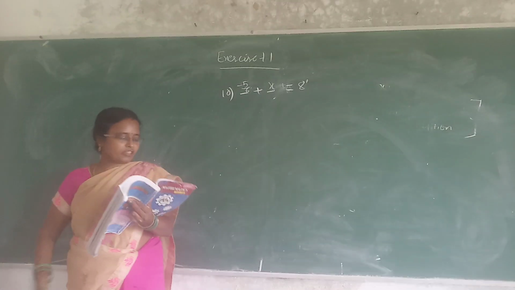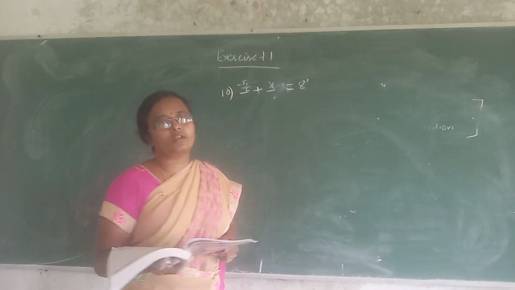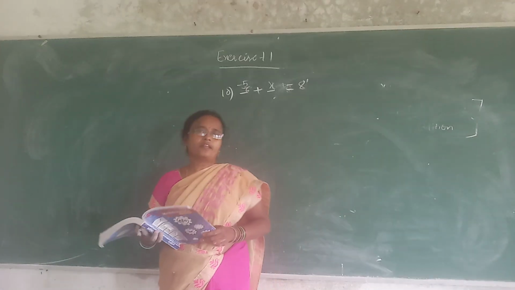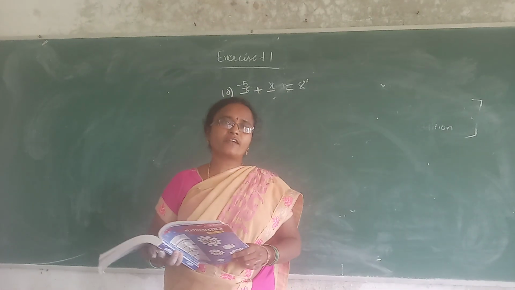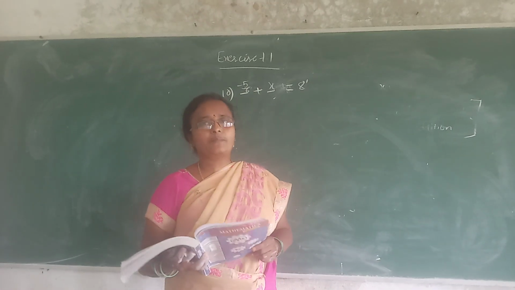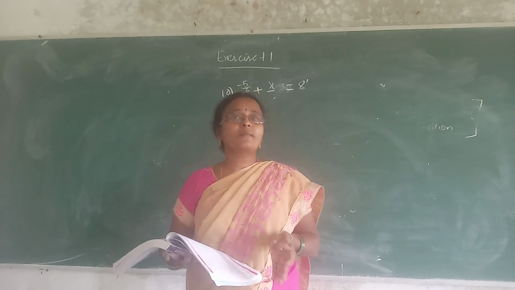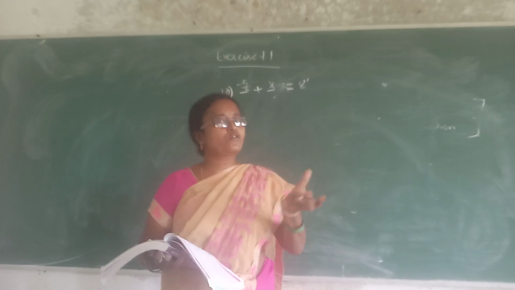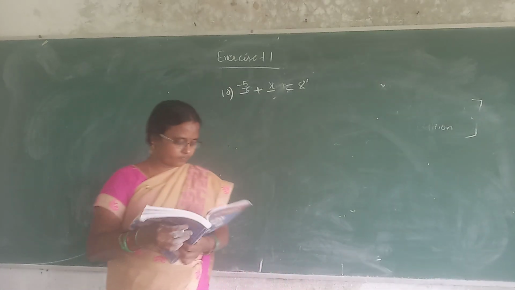Now the 11th one: is subtraction associative in rational numbers? Explain with an example. I already informed you that the closure property, commutative and associative properties are not satisfied under subtraction. So whatever information I gave, you have to write in the form of a definition and give an example regarding that. Now the 12th problem.